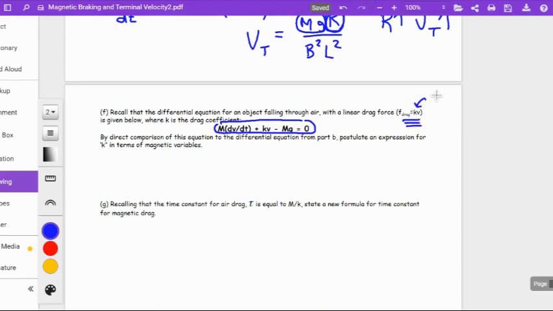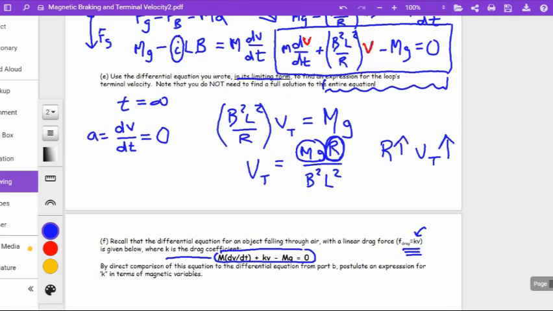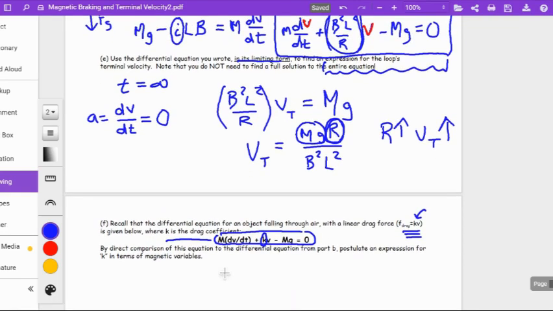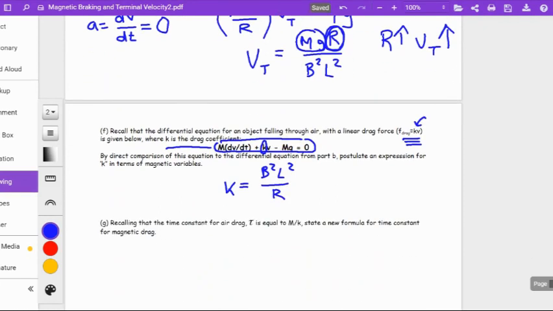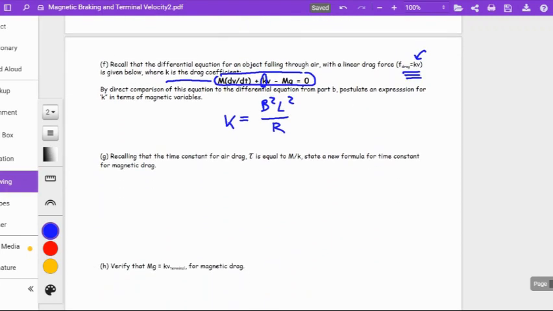K here was called the drag coefficient. You can look at your notes on that, but this is the differential equation that we had for something falling through the air. And it looks kind of like what we had before from up here, the formula that I put a box on. So look at the K in this formula right here, and look at the stuff that would show up in the K position in our differential equation upstairs. What we're going to do is postulate that for a falling loop, the K is equal to that stuff that comes in front of the V. So it's going to be equal to B squared L squared over R. And so this is kind of like a drag coefficient for magnetism in this situation.